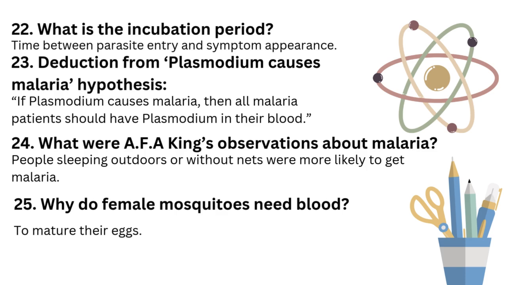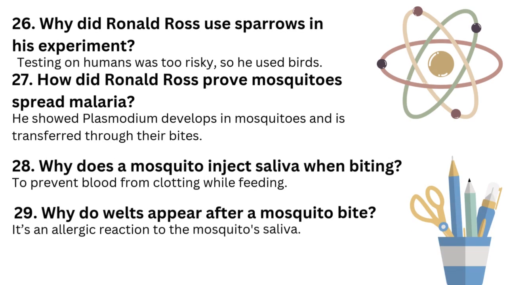Deduction from Plasmodium causes malaria. Hypothesis: if Plasmodium causes malaria, then all malaria patients should have Plasmodium in their blood. What were A.F. King's observations about malaria? People sleeping outdoors or without nets were more likely to get malaria. Why do female mosquitoes need blood? To mature their eggs.